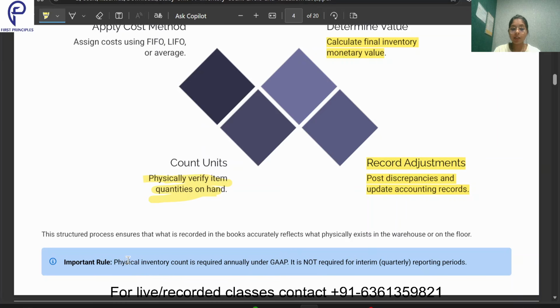So physical inventory count is required annually under US GAAP. Matlab, what does it mean? That every year we should do this, the physical inventory count. It is not required for interim reporting purposes.